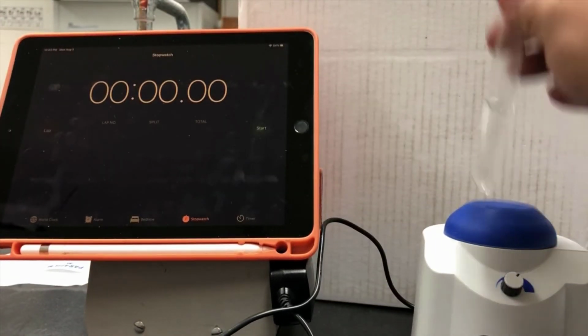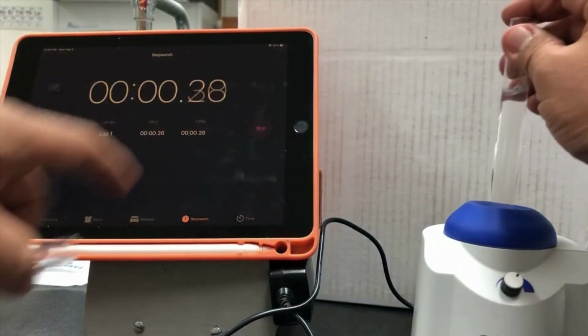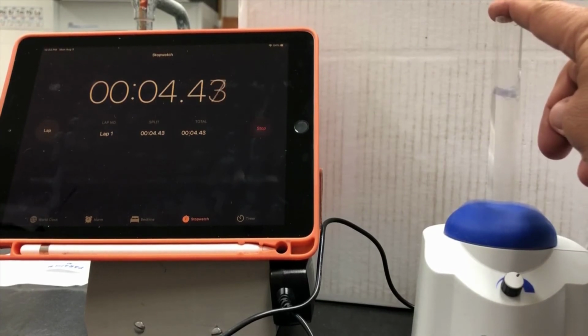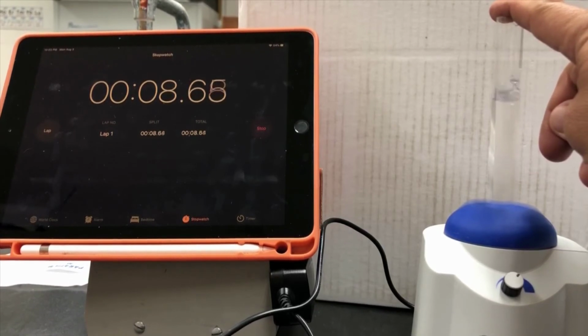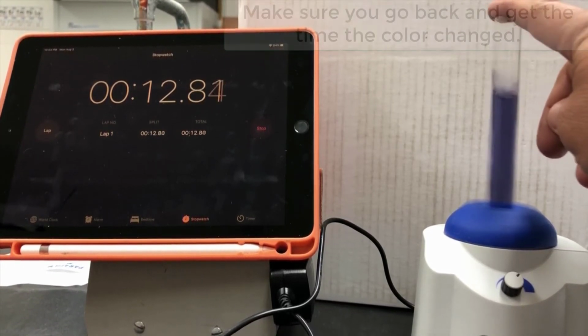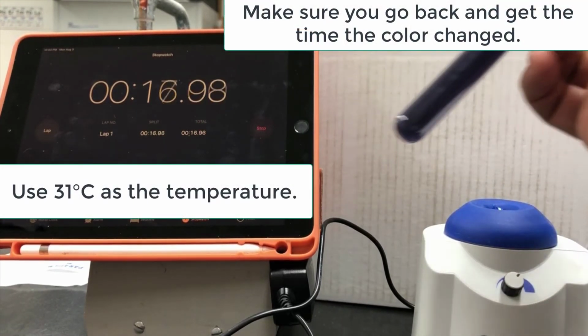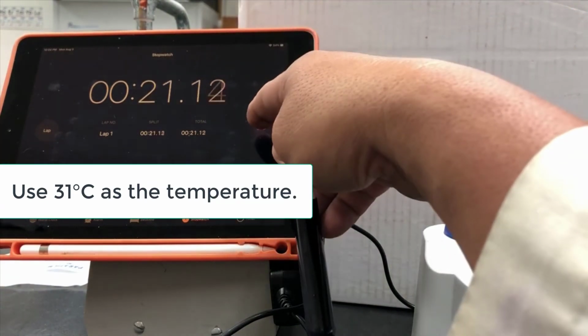So let me mix this up real quick, and I'm going to add this and we'll start the time. So you'll record the first appearance of the color, not when everything changes, but as soon as you see the color change. And that was pretty early on there, actually.